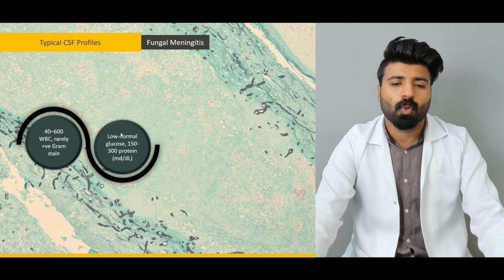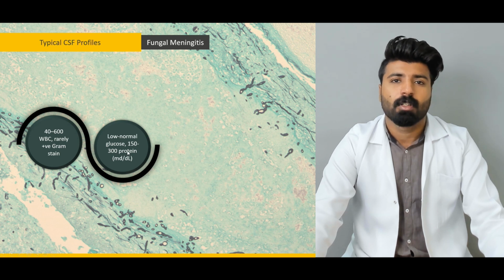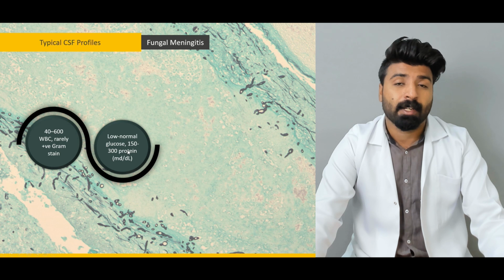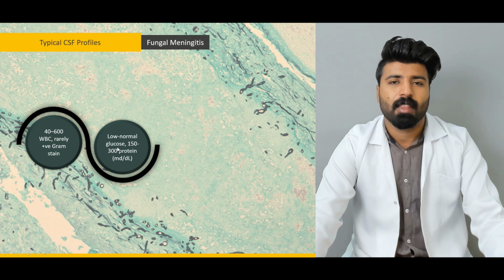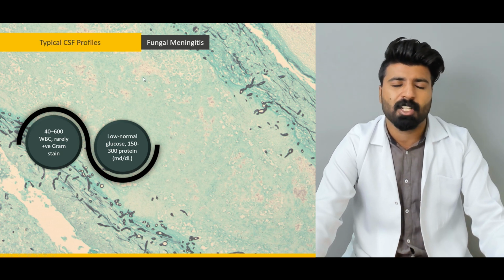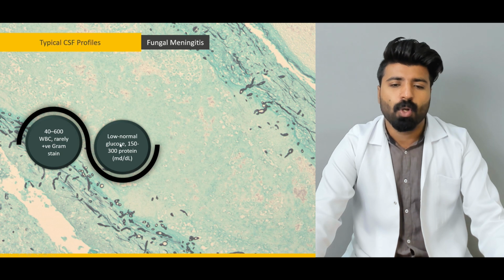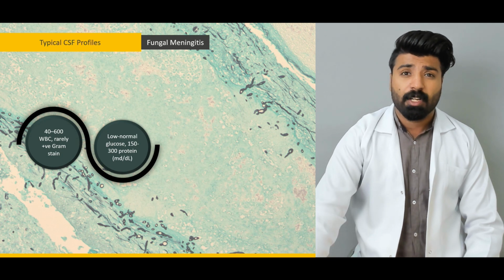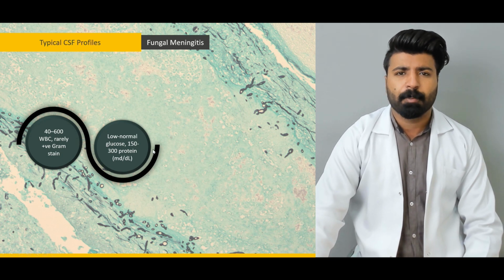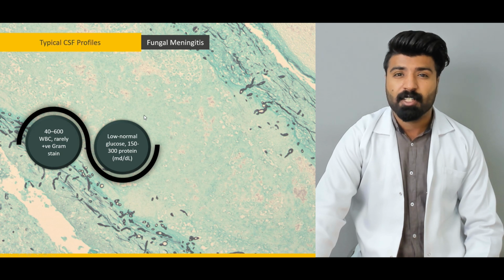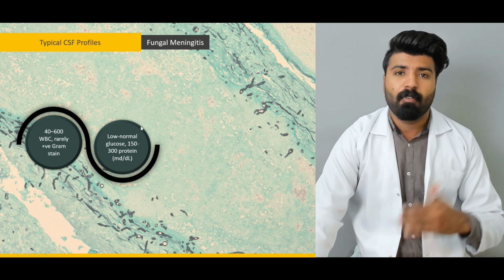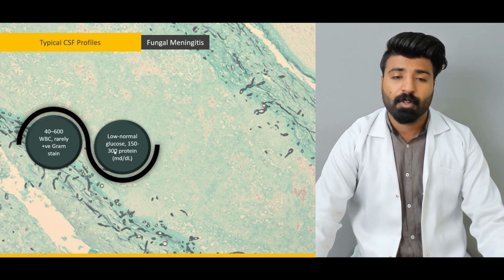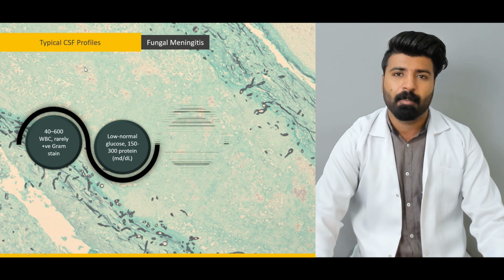Next on, low to normal glucose. Now, glucose was depleted in what? Bacterial meningitis. Glucose is normal in viral meningitis. But low to normal glucose means fungal meningitis. Maybe it's using it up to some extent, but maybe not. So it's low to normal glucose, with 150 to 300 proteins. Regarding protein levels, we talked about viral meningitis being 80 or less than 80. In bacterial meningitis it was above 100. But 150 to 300 is a typical feature of fungal meningitis.